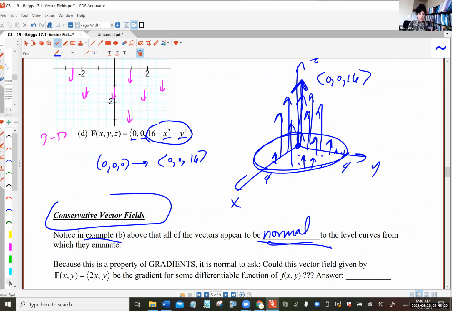Now, because this is a property of gradients, and if you recall from gradients, a couple chapters ago, remember gradients are always normal to the level curves? And we use that to our advantage, especially when we were dealing with surfaces and the 3D gradients were normal to the surface, and we were able to use those for the normal vector to the tangent planes. So that's key. That's very key.